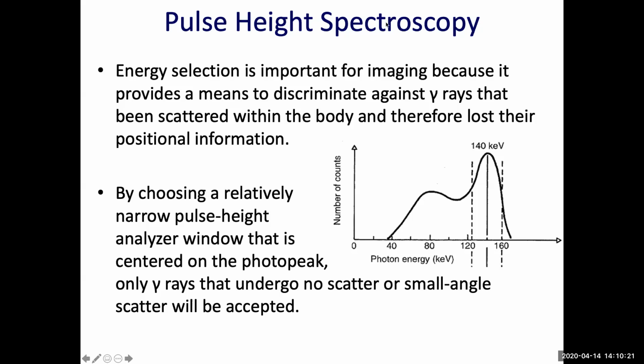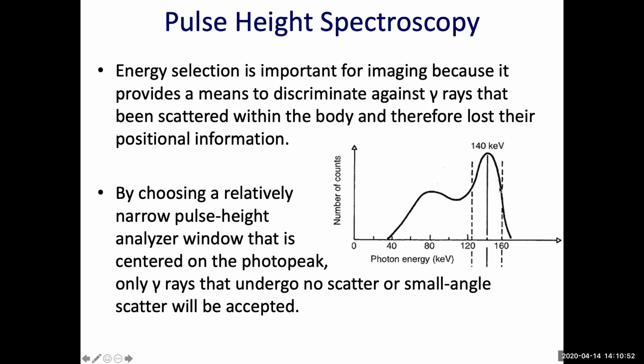So again, the pulse height analyzer. It defines the window around our photopeak, 140 keV. Usually we define 20%, which means plus 10% and minus 10%. So we can detect 126 to 154. Any photon detected by the gamma camera with energy from 126 to 154 will be accepted by this setting.